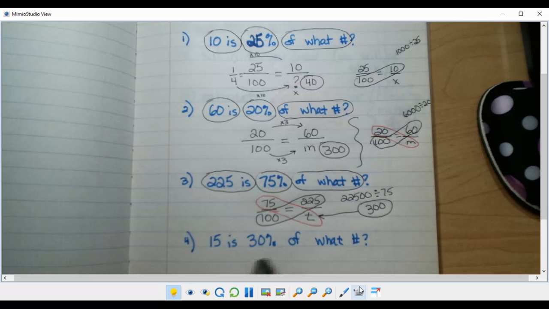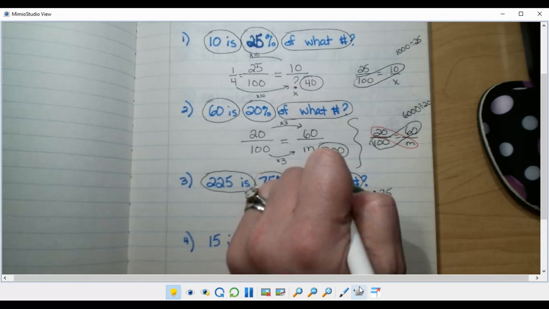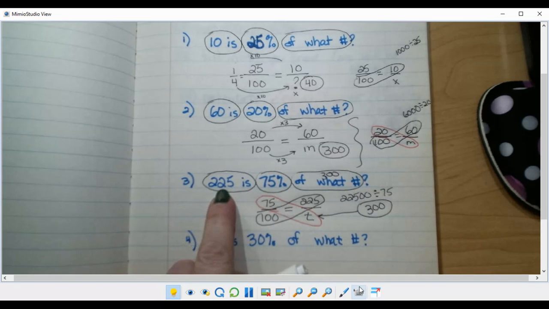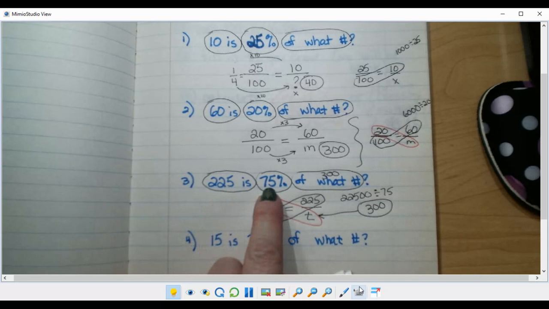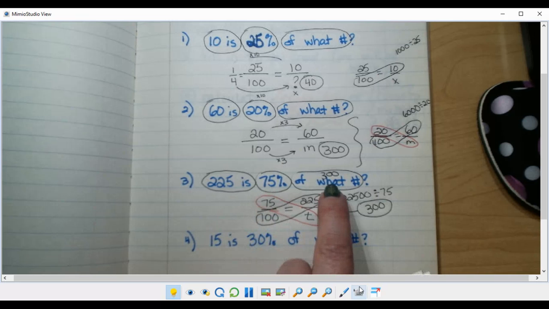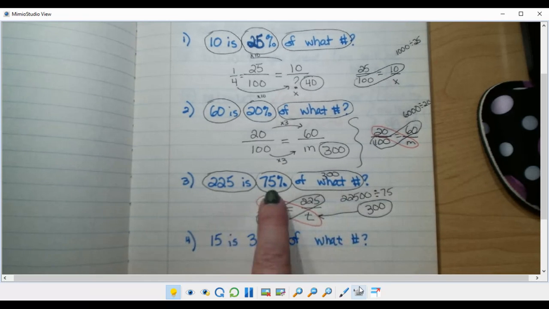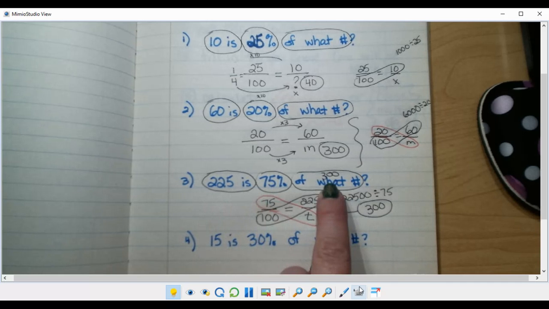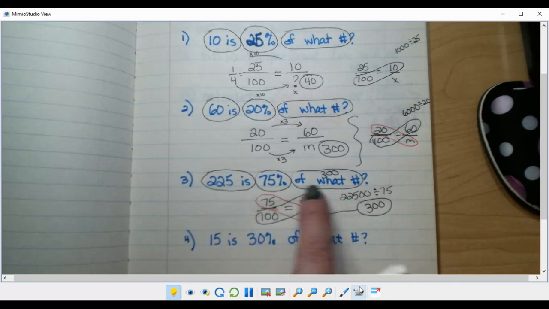Now let's think about this. If I was to put 300 up here, 225 is a pretty good chunk, most of 300. That feels reasonable. It's not like I said 225 is most of 8. That would feel ridiculous. But this seems to make sense.